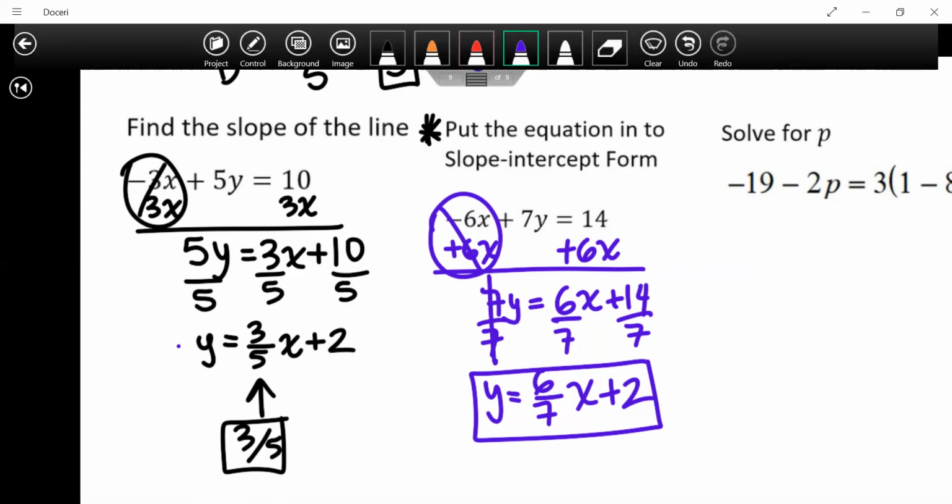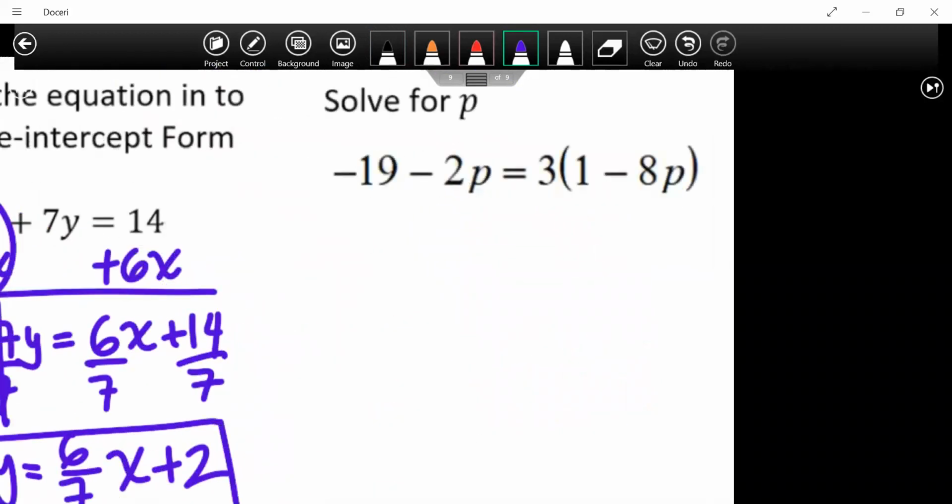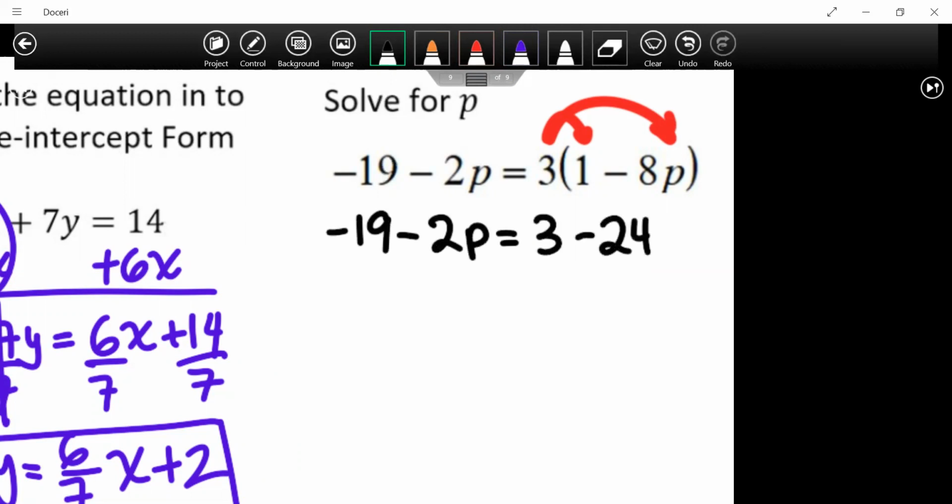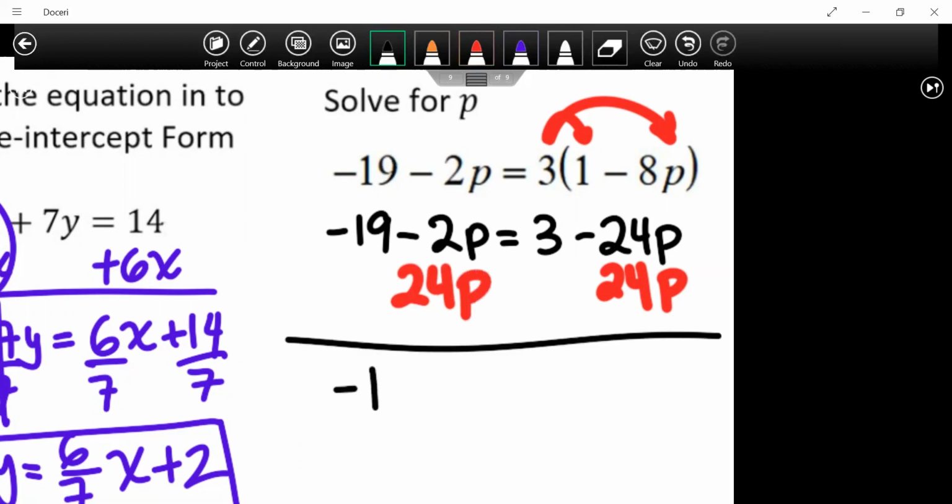Solve for p. Solving for p is just solving a multi-step problem. This follows Do Not Call Mexico After Midnight: distribute, combine like terms, move the smaller value of x, add, subtract, multiply, divide. For this one here, we distribute first. So we get negative 19 minus 2y equal to 3 minus 24p. Next is combine like terms. Both sides are already combined. We want to move the smaller value of x, so the smallest would be our negative 24. We move it over to the other side. We are going to get negative 19 plus 22p equals 3.